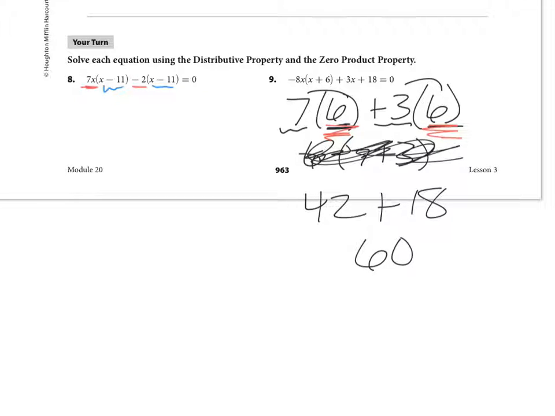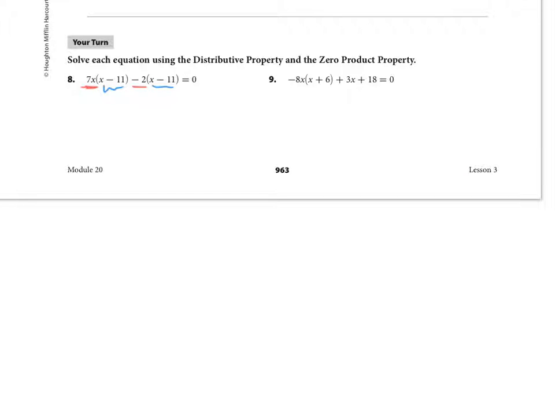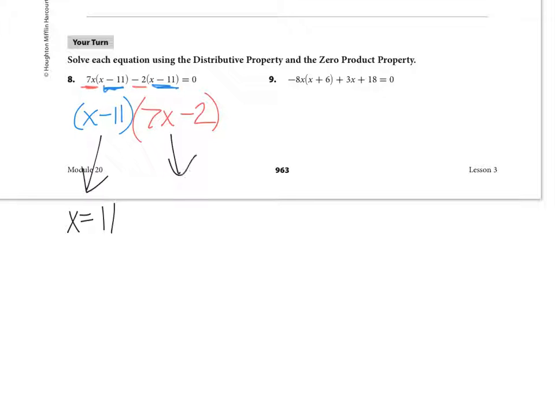Now that's going to be critical because over here in this problem, both of these have this x minus 11. So what I'm going to do is pull that common factor out, and then I'm going to group together what was being multiplied times that, which was the 7x minus 2. Now once I do that, now I can look and see what my zeros are. So what's the 0 here? X equals 11. What's the 0 here?